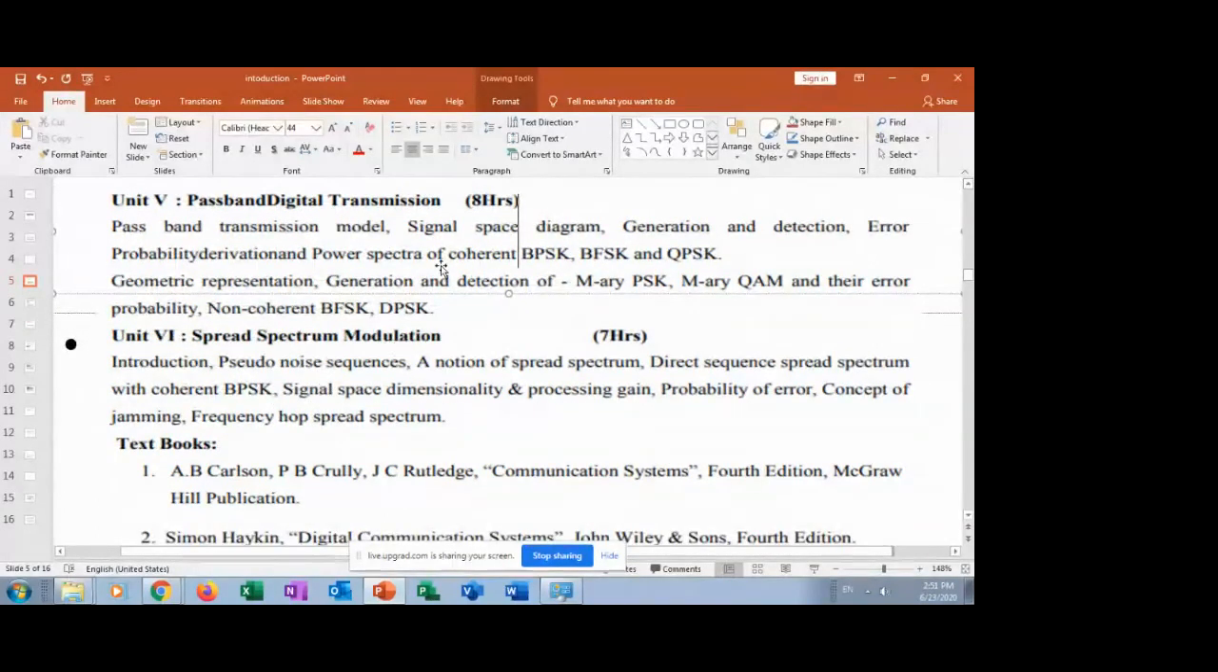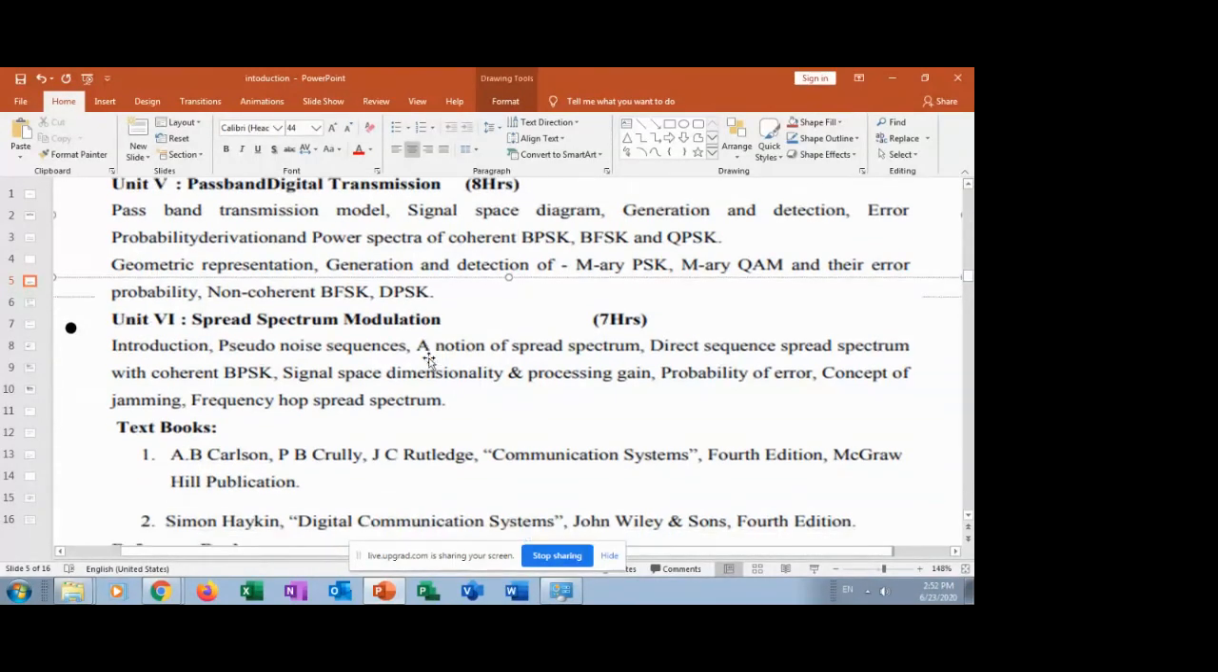Now this is all about unit number 5. After that, in unit number 6, that is spread spectrum modulation. After studying the basic modulation technique, digital modulation, and passband modulation technique, here are the methods that we use to secure our information in digital communication, that is spread spectrum modulation.